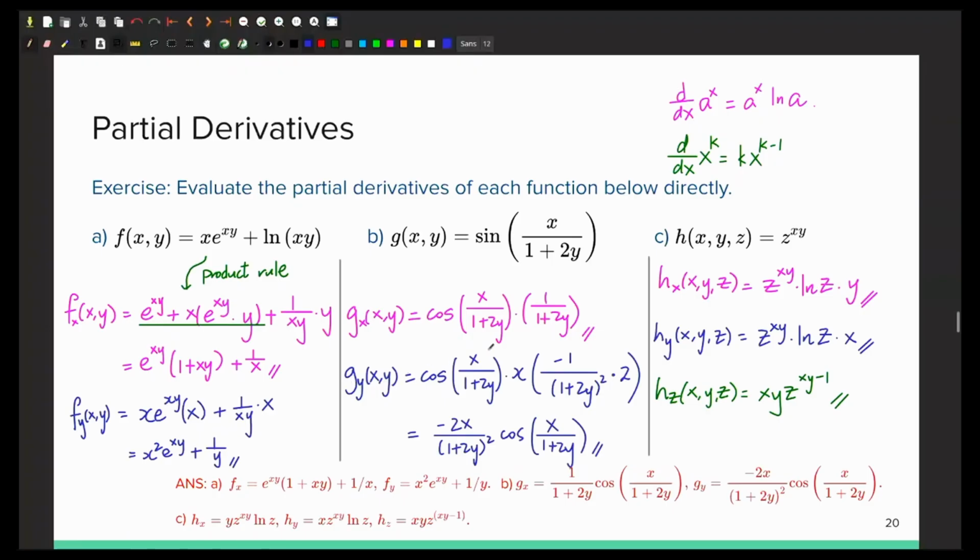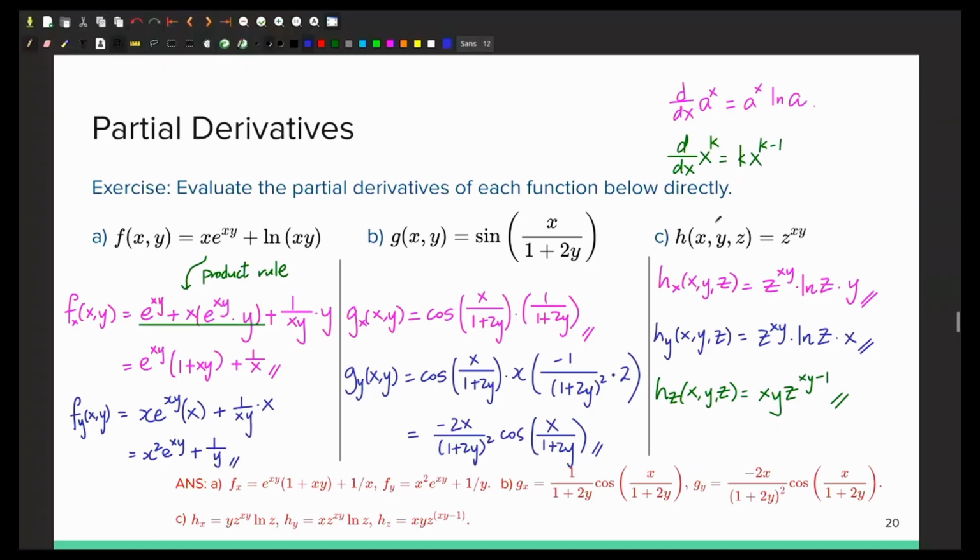Then I need to use the chain rule, because I need to differentiate 1 plus 2y with respect to y, so I get 2. You see? So you apply the chain rule twice. Consolidating the terms, you have this as the solution. Any questions with g sub x and g sub y? Good. So part C.